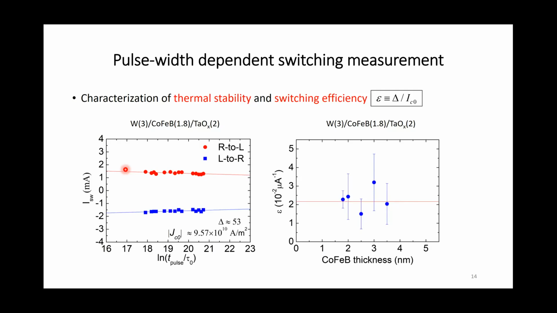I mean, in MTJs you have either PMA or shape anisotropy that can determine this delta value. But in a thin film, what determines this delta? Is it a non-uniform anisotropy or what? Yeah, so we believe that at least in the domain that has been switched, maybe there's some magnetocrystalline anisotropy. But that's just for the domain that's been switched. So we are unable to probe the thermal stability of the whole ferromagnetic layer.